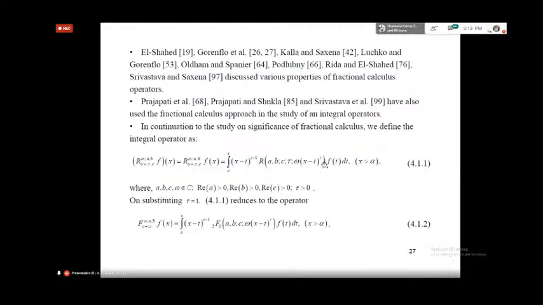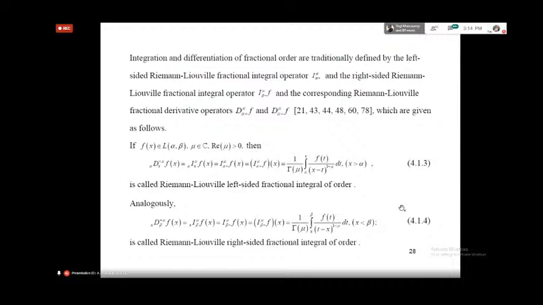So here we get some properties like this. We also use Prajapati 68 and Shukla 65 and Srivastava in 99 again, an approach to the study of the integral operator. Here we also extend some properties of this function, the generalized right-hand hypergeometric function, so we can use equations like these. They worked totally based on fractional calculus. This is 4.1.1 and 4.1.2.